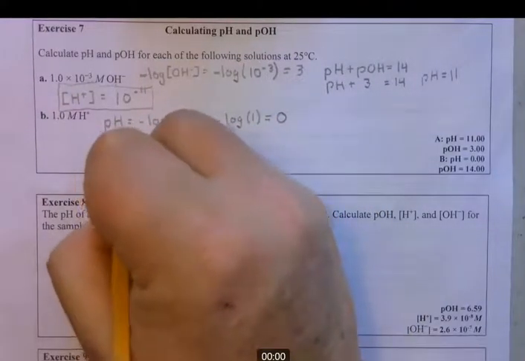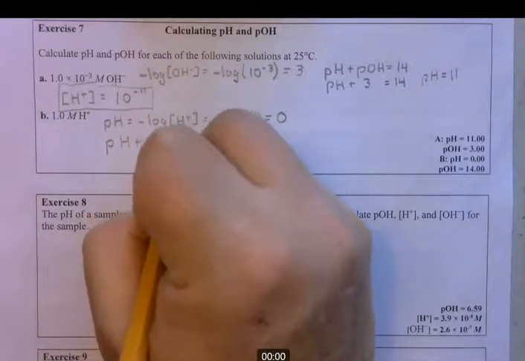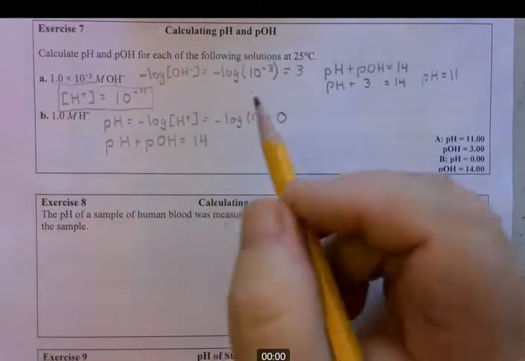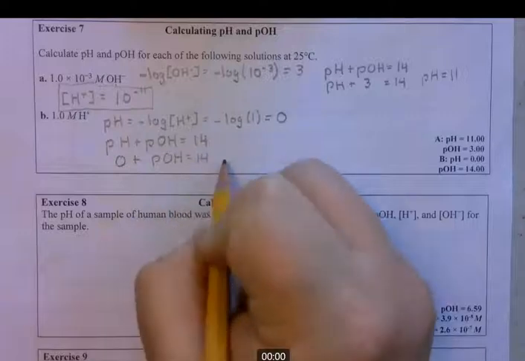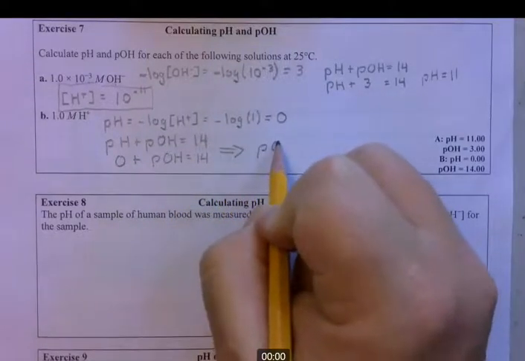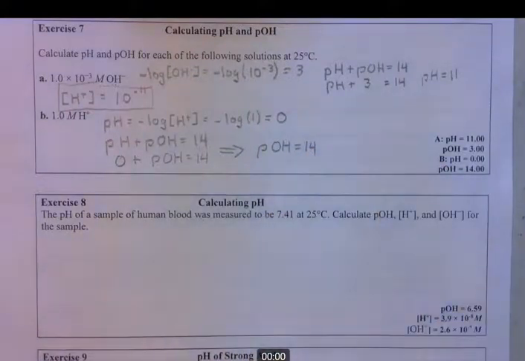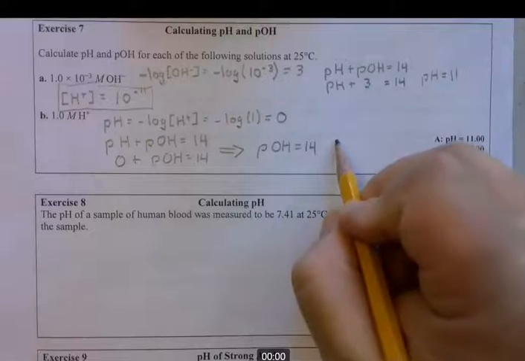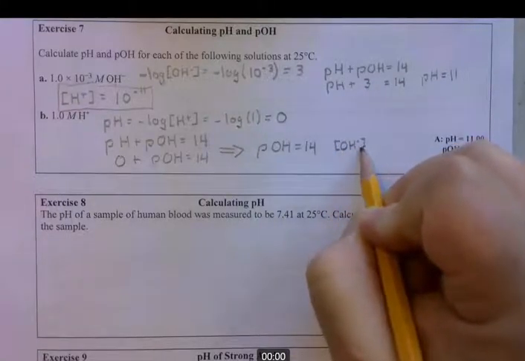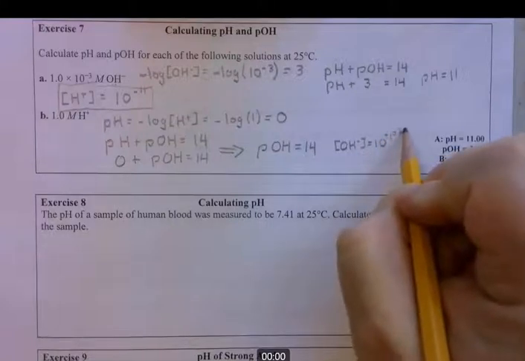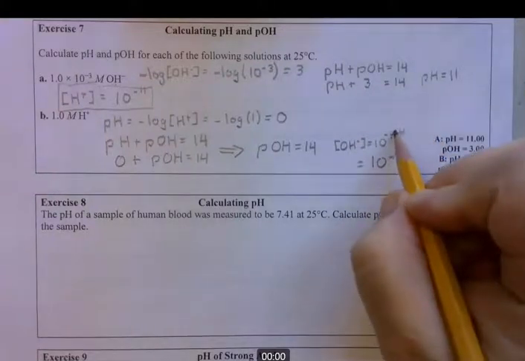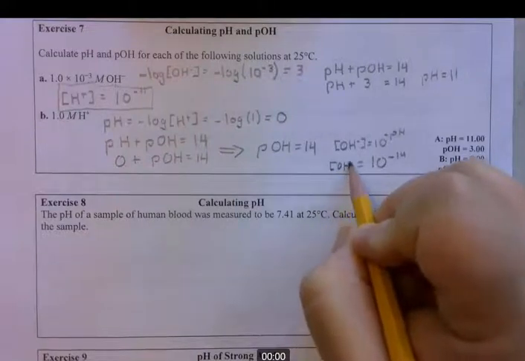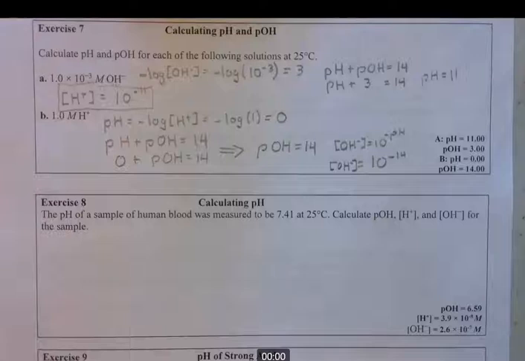Therefore, we know we have another formula, that pH plus pOH equals 14, and we just figured out the pH. Okay, and there you go. And if we want to know the OH concentration, that equals 10 to the minus 14. So it's very easy to get around with these once you've practiced it a few times. Okay, that's it. So let's move on to number 8.